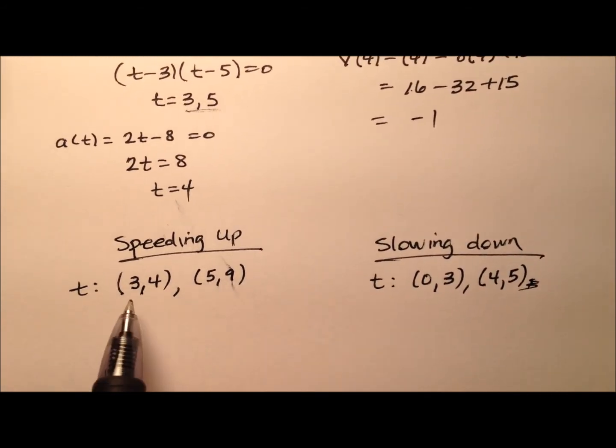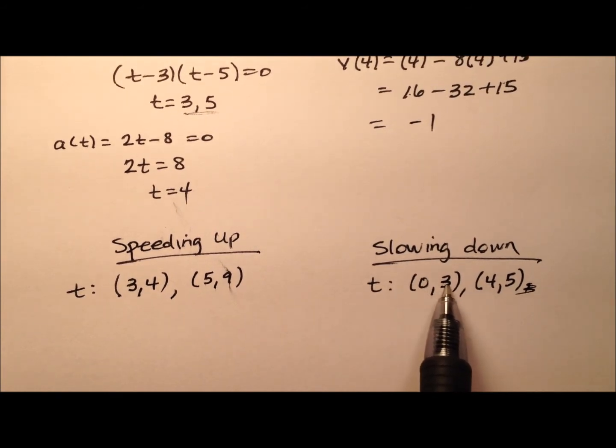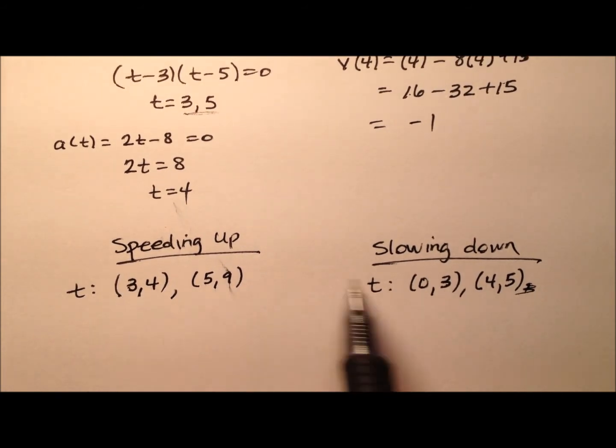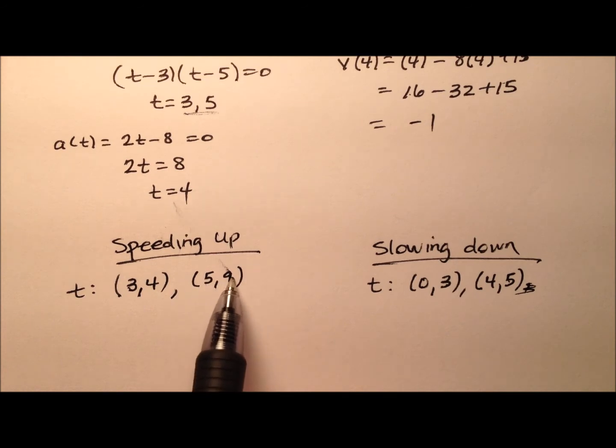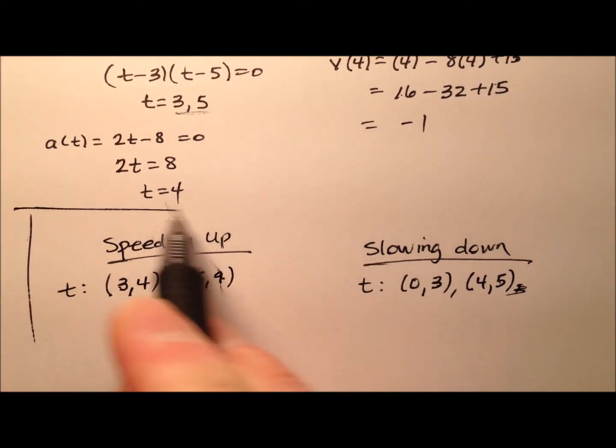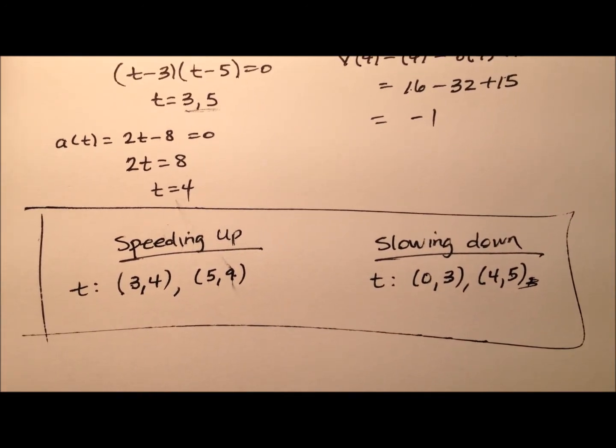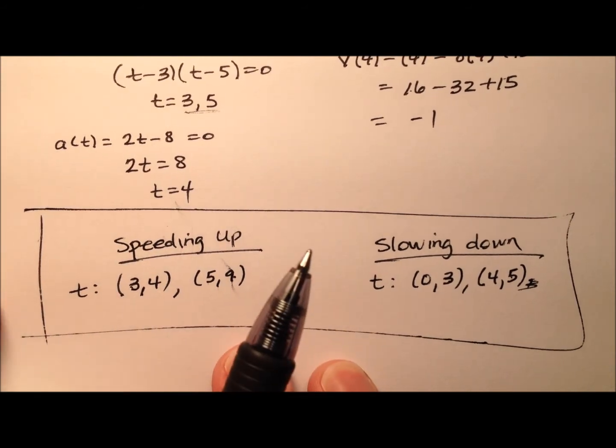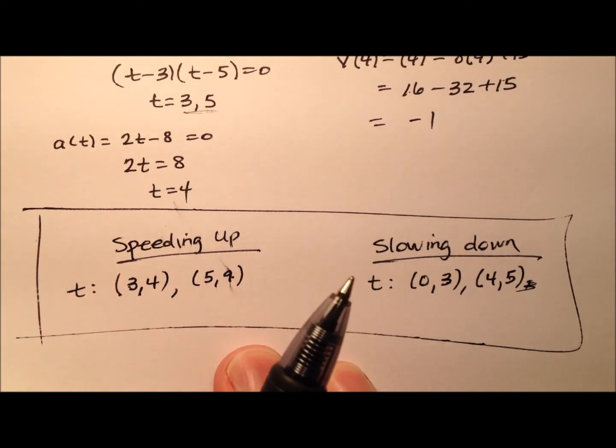So are all of our intervals accounted for? Well, 0 to 3, 3 to 4, 4 to 5, 5 to 9. Yep, so all of our intervals are accounted for. The particle is either speeding up or slowing down. Okay, so I'm kind of out of paper here, so let me start a fresh piece, and I want to talk about the displacement versus the total distance traveled next.